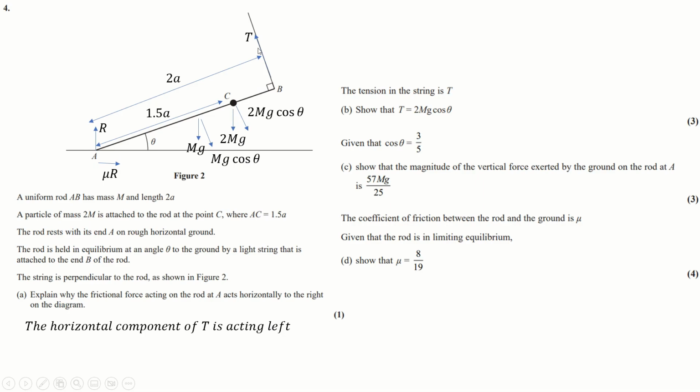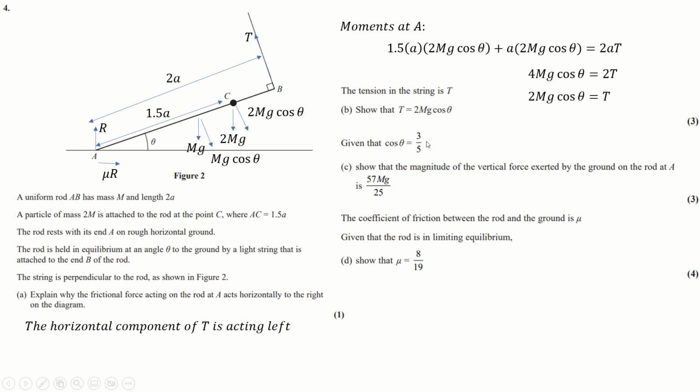So we get 2a times T is the anticlockwise turn equals a times mg cos theta plus 1.5a times 2mg cos theta. Remember, we have to use the forces that are perpendicular to the rod itself. So we end up with this. Some stuff cancels, some stuff goes together, and you end up pretty much exactly with what they wanted you to get, which is good. Given cos theta is this, well, we can replace that with 3/5 and we get this, so that's good. Show them this R here is equal to that.